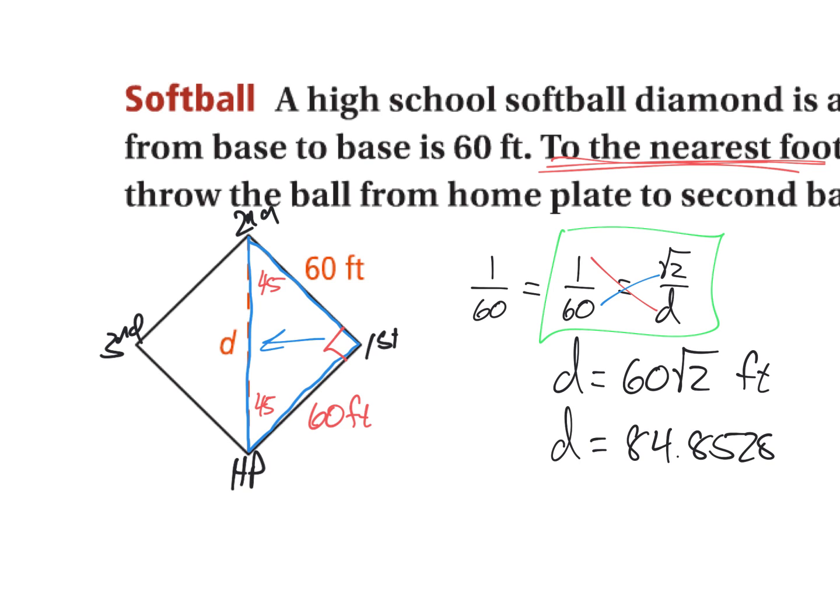84.8528 and so on. But they said round to the nearest foot. So rounding to the nearest whole number is what they mean, and that means this number right here. And so again, proper rounding, folks, remember, if you're rounding to this place, you have to look at the number after it. And that number is an 8. So since it's 5 or bigger, we need to round up. So our distance is going to be 85 feet, approximately.